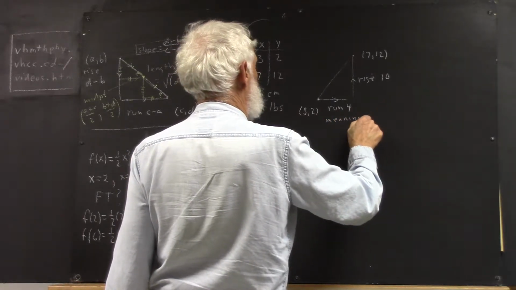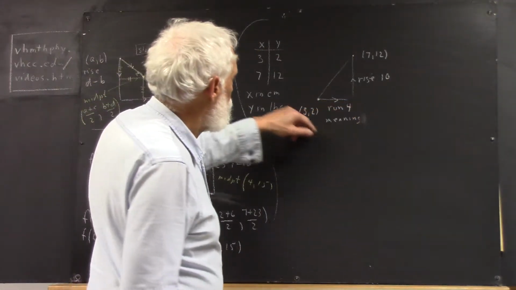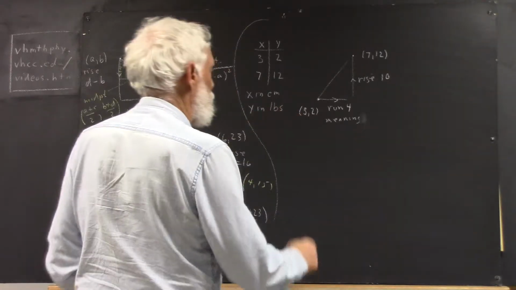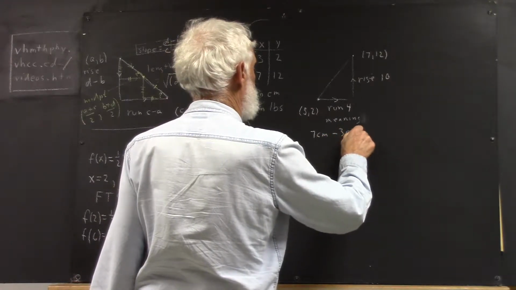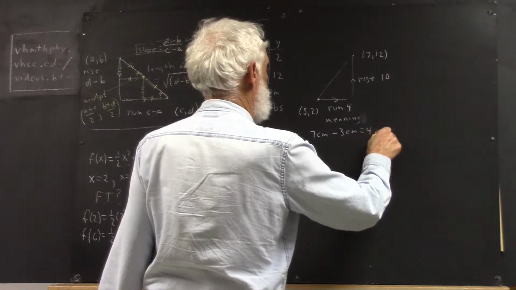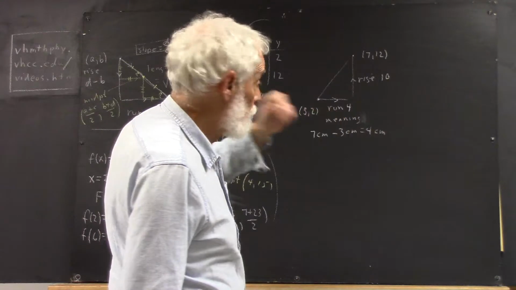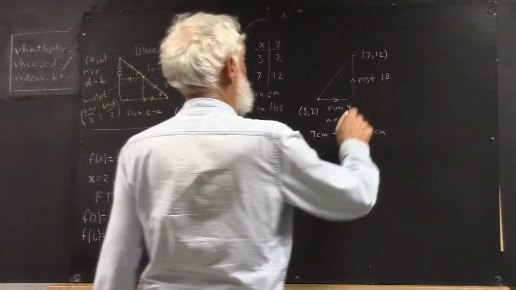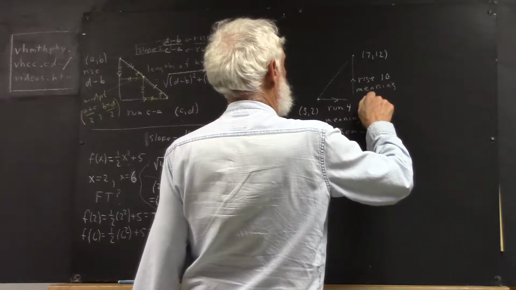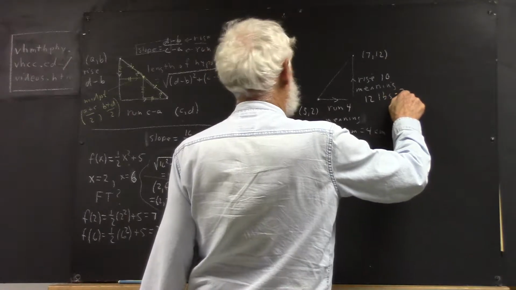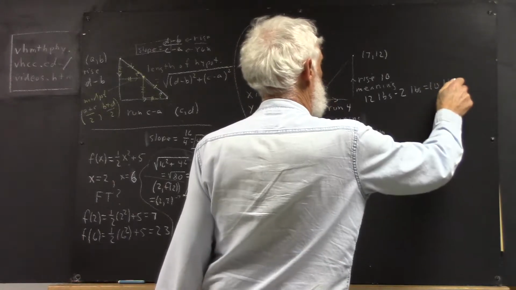Now, given the meanings of x and y, the run goes from 3 centimeters to 7 centimeters. So this 4 actually represents 7 centimeters minus 3 centimeters, or 4 centimeters. And the rise is 12 pounds minus 2 pounds equals 10 pounds.